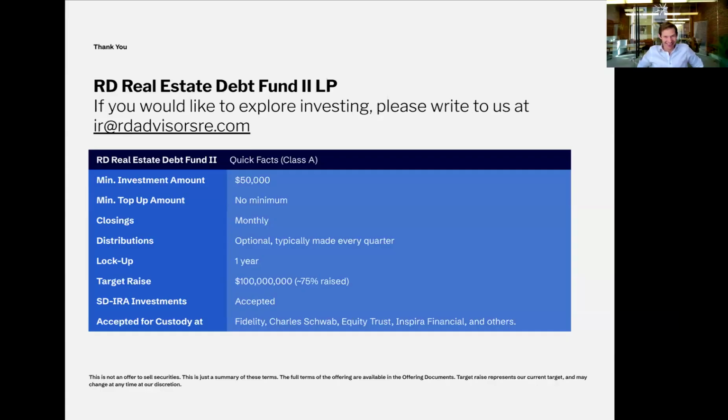Before we run out of time, just to stress this: if anyone wants to reach out and get access to the data room, see more information, or schedule a meeting with us, the email is right here on the screen. It's the IR email at rdadvisorsre.com. You can also just go to rdadvisorsre.com and request access to the data room. That's the main point of contact. Who you'll be speaking with, you're seeing on screen: Michael, Sean, and myself. So I just wanted to put that out there before we run out of time, Chris. Yeah, this is perfect. Go ahead. And I saw a couple more questions there that I can try to answer.